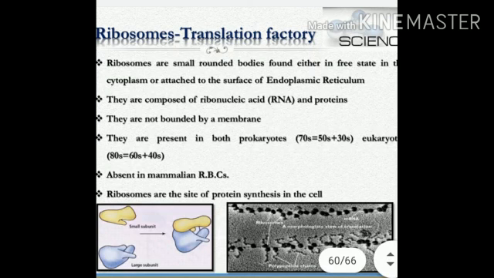Now your next organelle is your ribosomes. Ribosomes are small, rounded bodies that either live in the cytoplasm or are attached to the endoplasmic reticulum that we have observed. They are mainly composed of RNA and proteins. They are not bounded by membrane and they are present in prokaryotes as well as eukaryotes. Ribosomes are absent in some mammalian cells like the RBC, and ribosomes are the main site of protein synthesis in all cells.